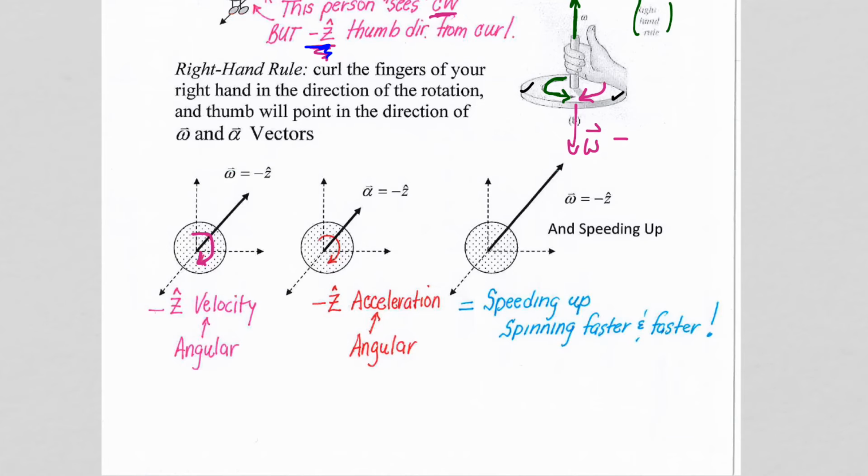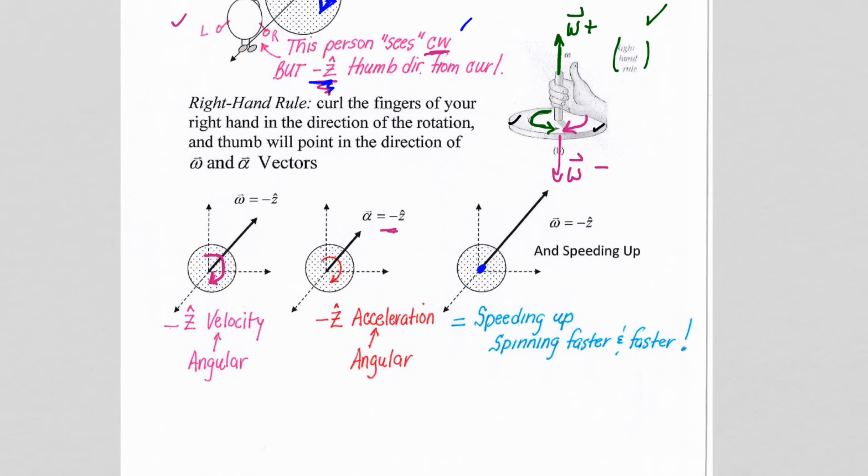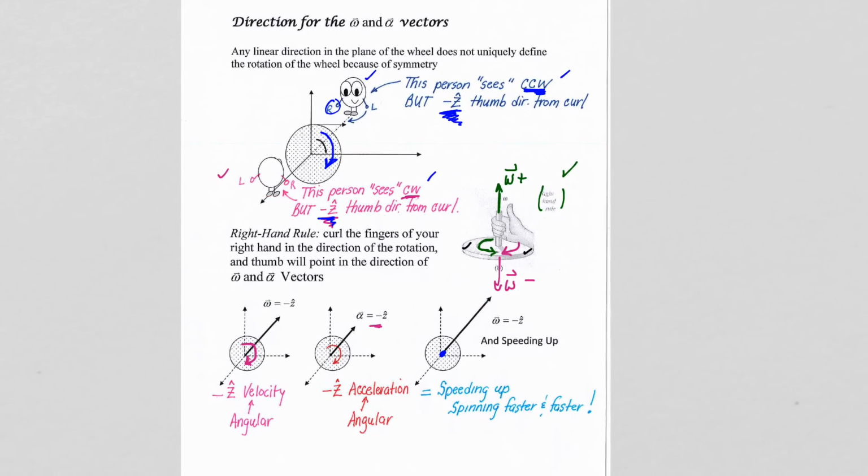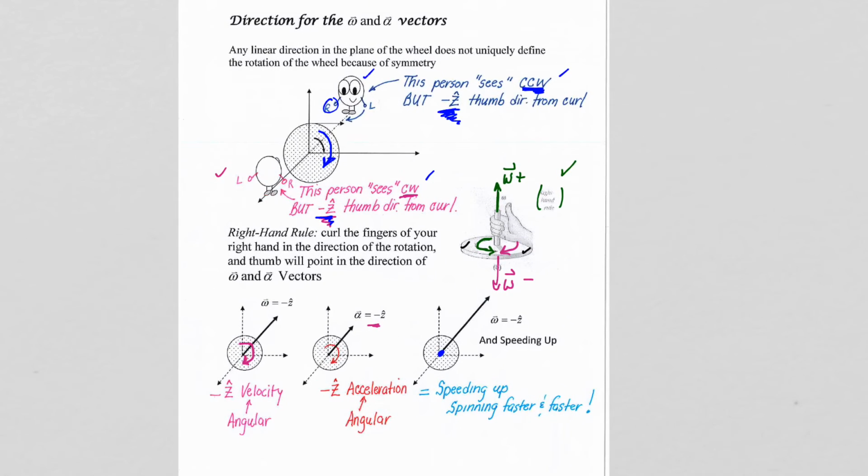If the acceleration is also negative z hat, then what that means is this wheel is speeding up as it's spinning, so it's getting faster and faster, and that is exactly the same as what we saw in linear velocity and acceleration for speeding up and slowing down, so it works the same. You will get more comfortable with this as we go along, I promise you, and we're going to be doing it for both Chapter 11 and Chapter 12.